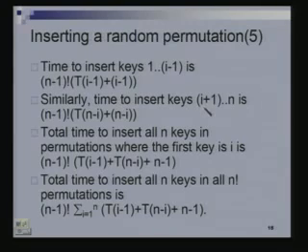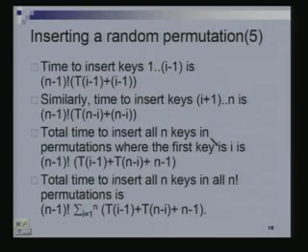Similarly, time to insert the keys i plus 1 through n will be similar to this. Left or right, there is no significant difference, it is just that here there are i minus 1 keys that I am inserting, now I am inserting n minus i keys. So, wherever there was i minus 1 here, I will replace it by n minus i, because that is the number of keys I am inserting now. So, that would give me this expression. This is to insert the keys in the right subtree.